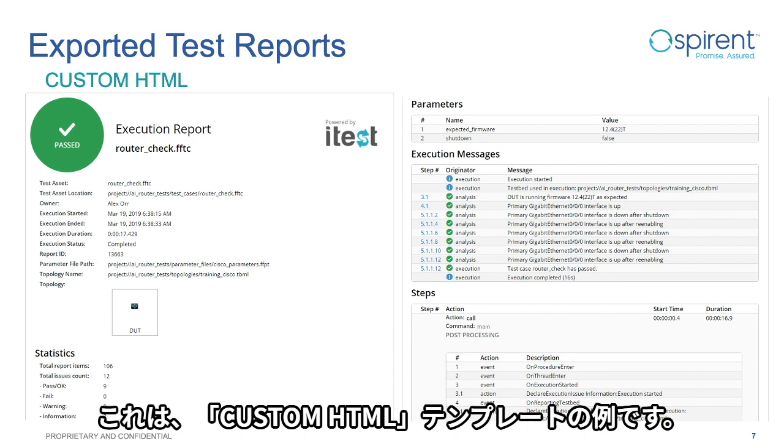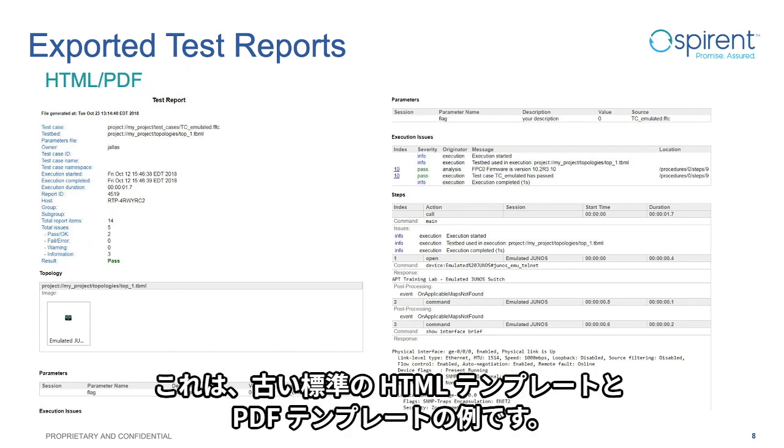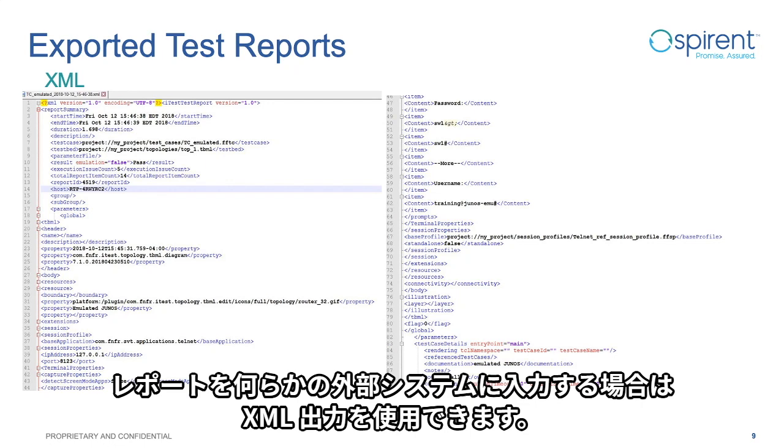Here we have an example of the custom HTML template. And here we have an example of the older standard HTML template and also the PDF template. XML output is available if you need to feed your report to some kind of external system.